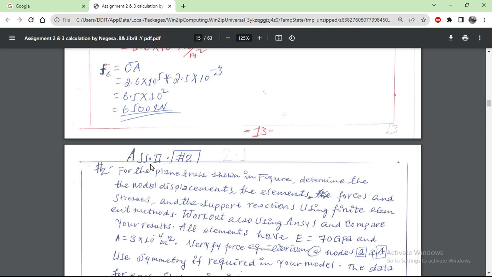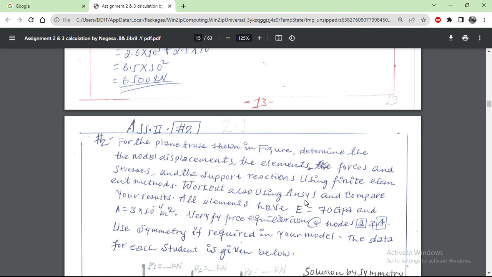Question number 2 says: for the plane truss shown in the figure below, determine the nodal displacements, element forces, stresses and support reactions using finite element analysis. Here we are not showing software; we use finite element analysis by hand. If it is necessary, you should compare and contrast, and after calculation you should use software also.